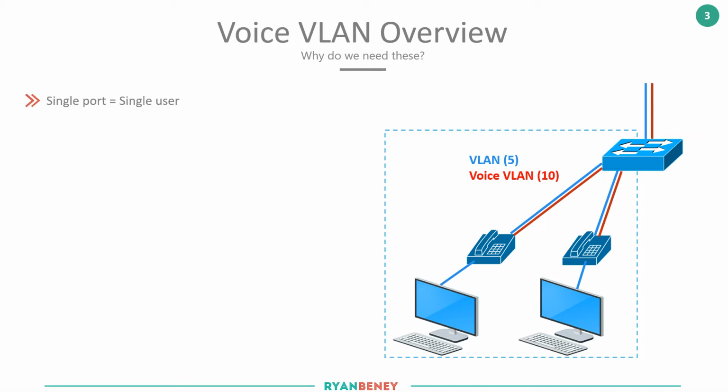What voice VLANs allow us to do straight away is to use one physical port for one individual user and their telephone. This port would have a phone plugged into it, and on the back of the phone there's a built-in switch, and you would plug your PC into that built-in switch. The idea is you have one port serving one user, both their IP telephony and their end user's desktop device. That's pretty straightforward.